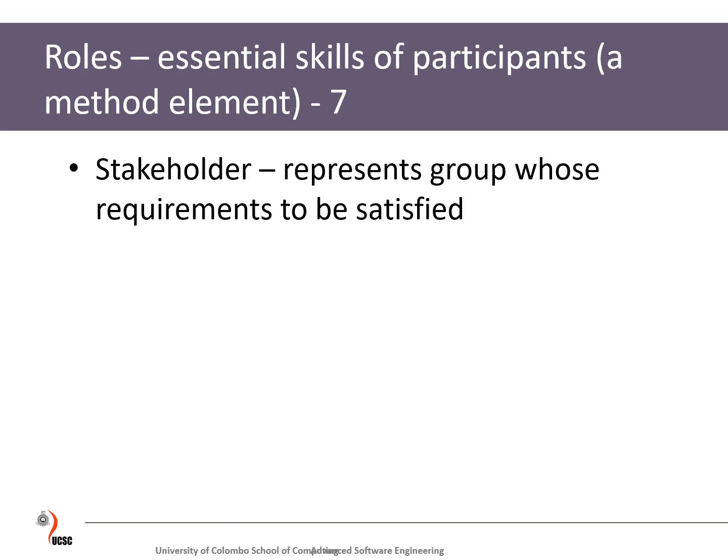So let's identify the roles which are defined in the OpenUP, and the essential skills of the participants are defined as a method element with respect to these roles. First one, of course the most important: the stakeholder and stakeholder group role, representing those whose requirements are to be satisfied. So we have to do everything to make these people happy and successful.